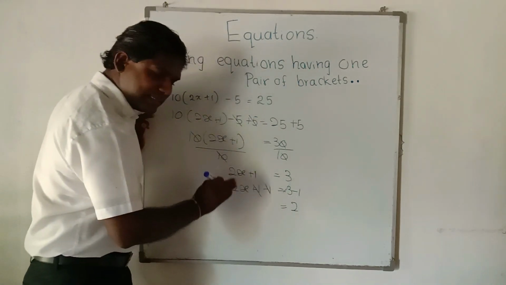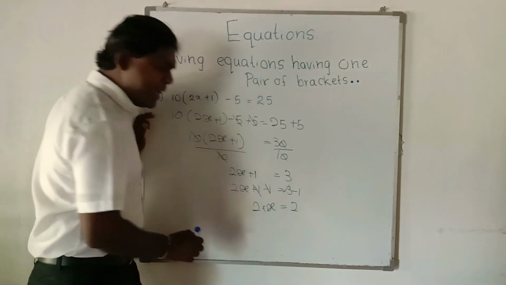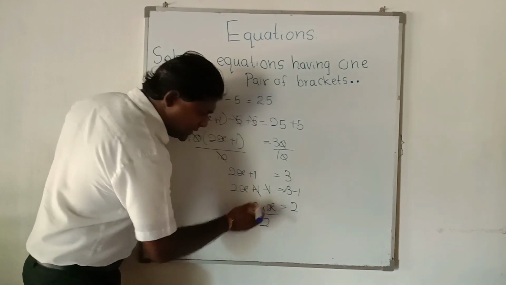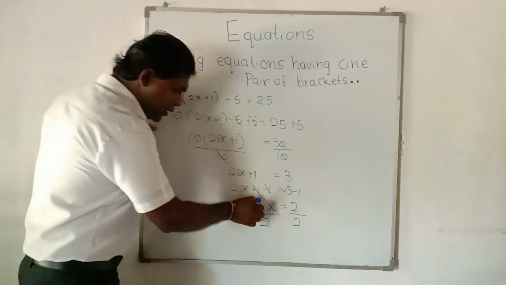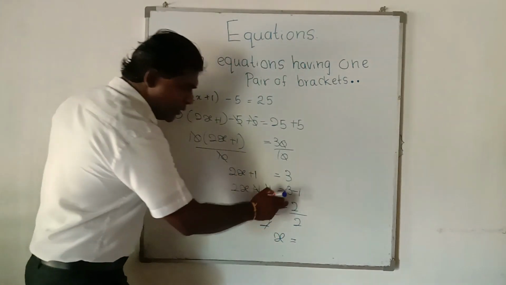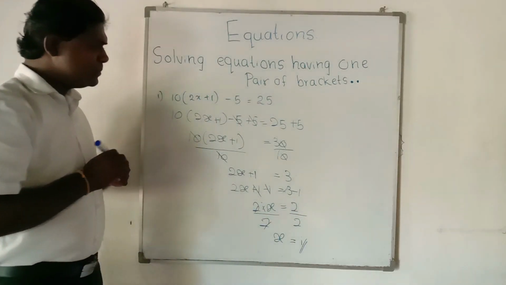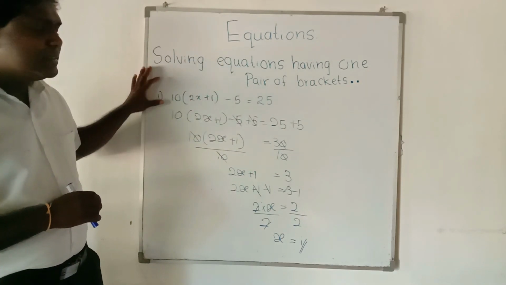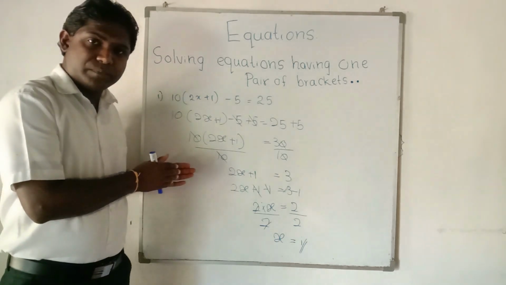1 to 1 cancel. 2x means 2 multiply x. Now multiply means the opposite operation is division, so divide by 2 on both sides. 2 to 2 cancel. Here x equals 2 divided by 2, which is 1. Now you have learned how to solve an equation like this example.